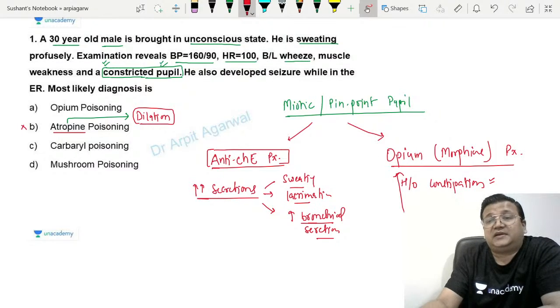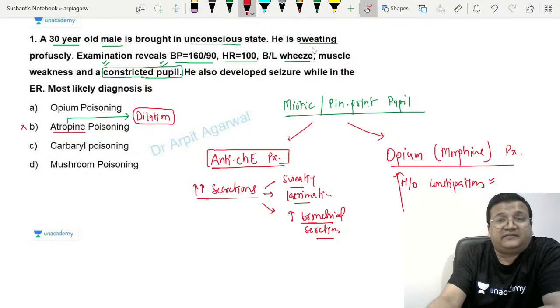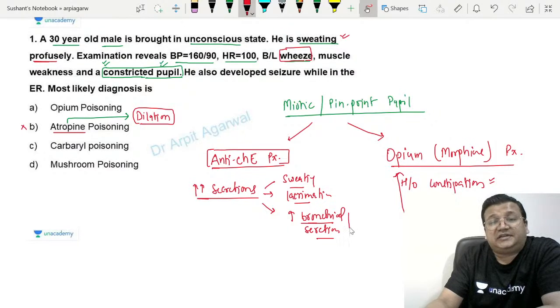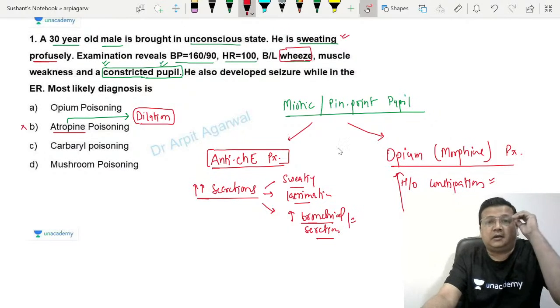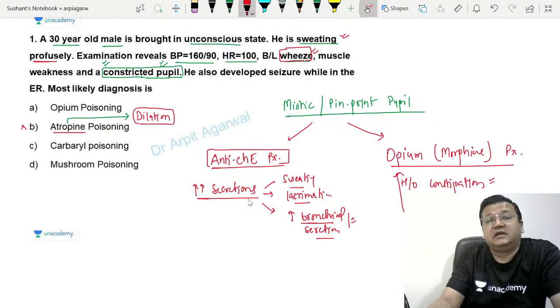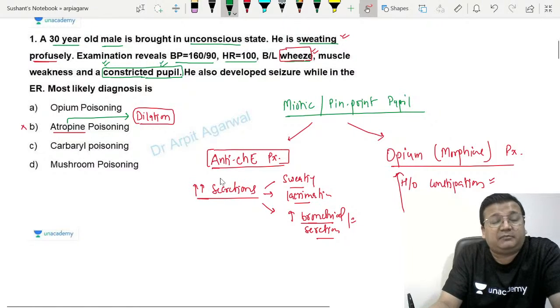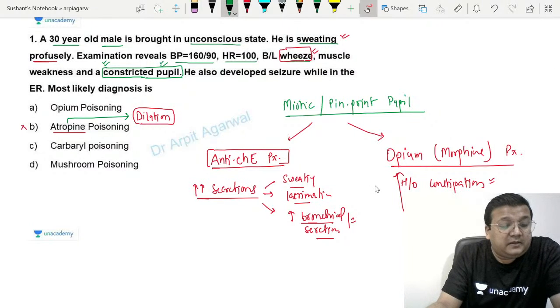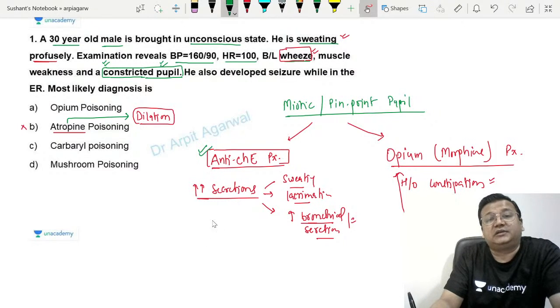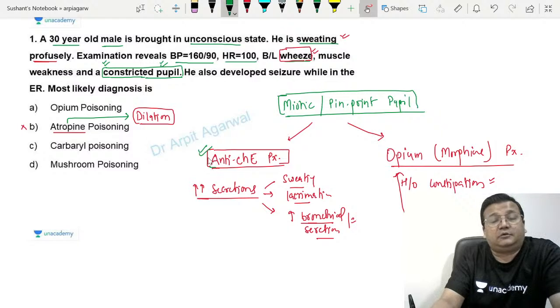In our question you can see nothing of that sort is given. What is given? Sweating profusely. He is having wheeze. Wheeze denotes bronchial secretions are high. There is too much fluid in the lung. That is why the patient is having wheeze. So which kind of poisoning are we looking at in this question? Anticholinesterase or opium? Yes, Maitri, we are looking at anticholinesterase poisoning. That is the clinical presentation: miotic pupil with all secretions going up.